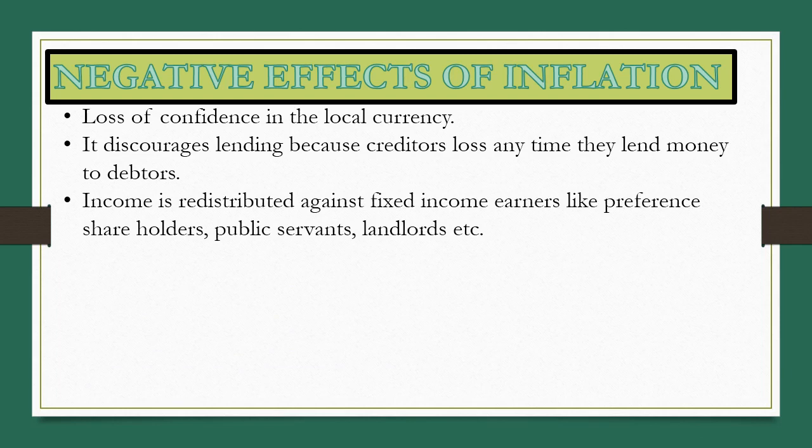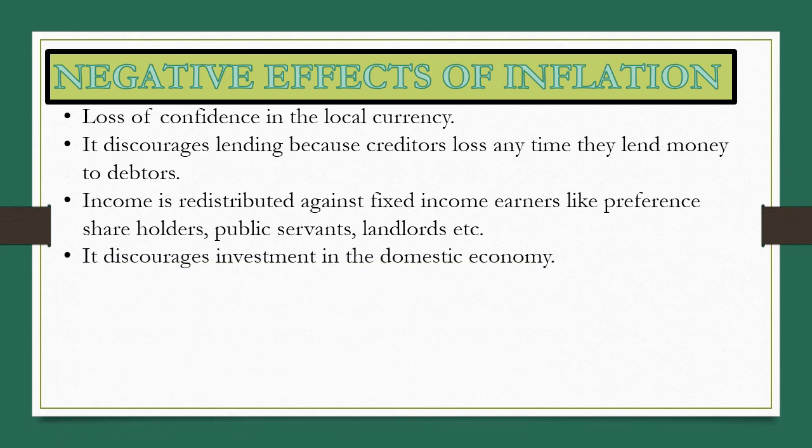3. With inflation, income is redistributed against fixed income earners, like preference shareholders, public servants, landlords, etc. This is because the real value of their income during inflation reduces or continues to erode. In other words, with the rising prices of goods and services, those who receive fixed income will become poorer and poorer if nothing is done to raise their incomes.